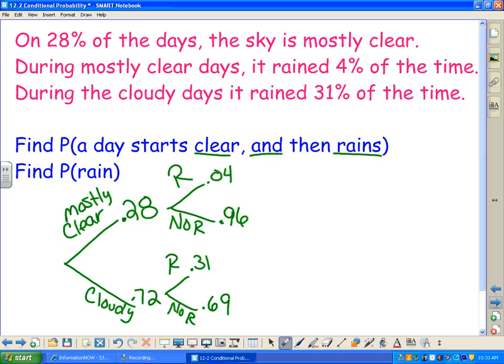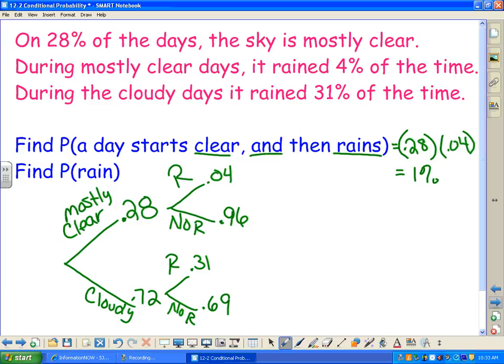What do we do in a case like that? Yeah, so clear is 0.28, and then it rains would be giving us, what is it? It's a pretty small probability, I think. Yeah, it's 0.01, so it's about 1%, right? 1% of the time that happens, okay?